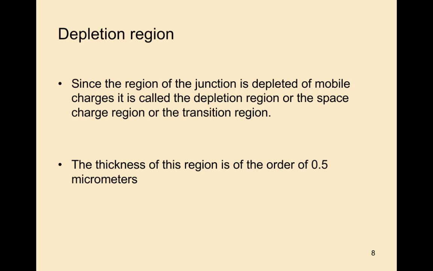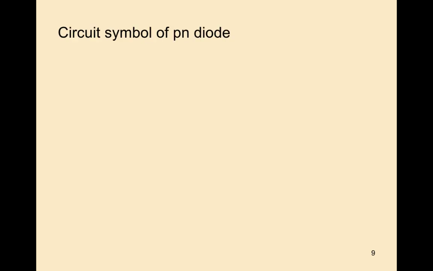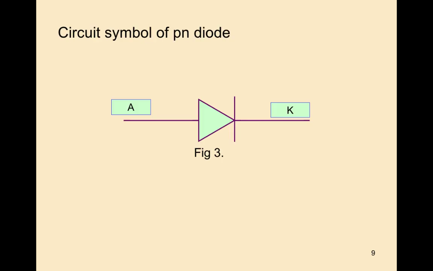That means at this region the charges are depleted, so that's why it is called the depletion region. The thickness of this depletion region is of the order of 0.5 micrometers. So what is the thickness of this depletion region? Approximately 0.5 micrometers.